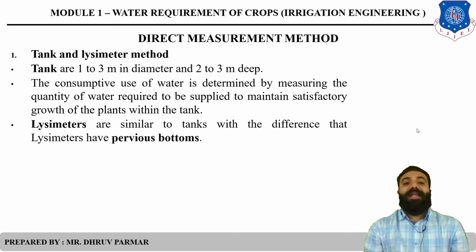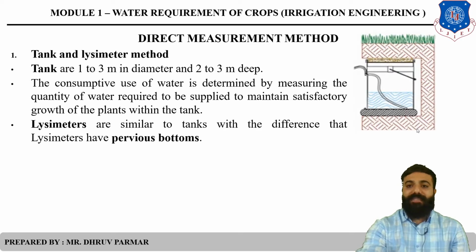And the second method is called a lysimeter. A lysimeter is similar to the tank method, but what is the difference between them? In this lysimeter, there is a pervious bottom. But in the tank method, the bottom is closed. In a lysimeter, there is a pervious bottom, like this.